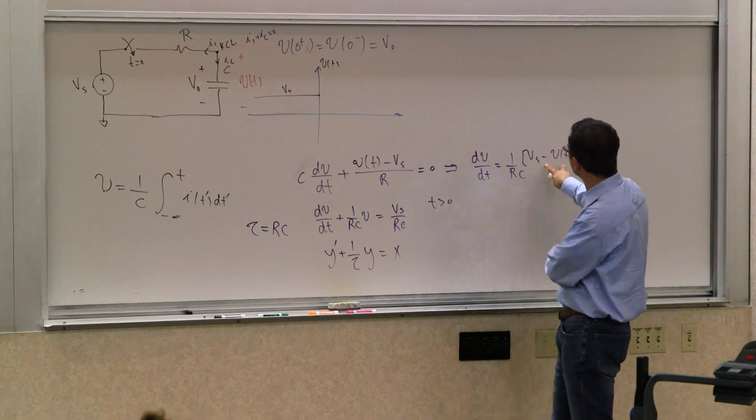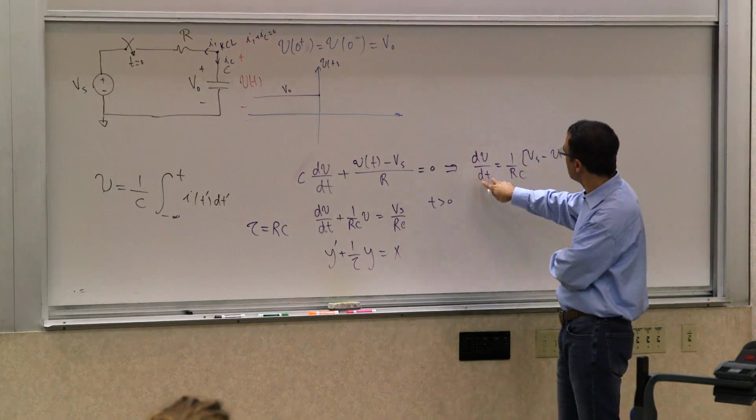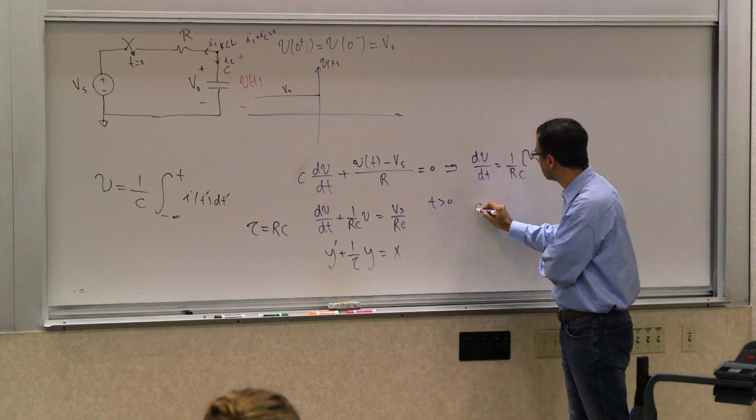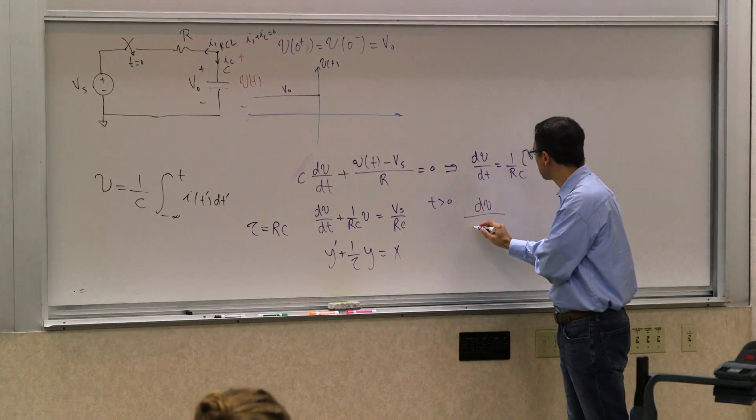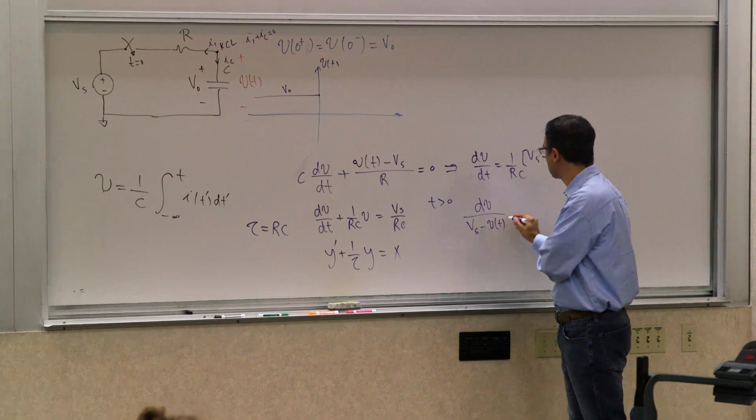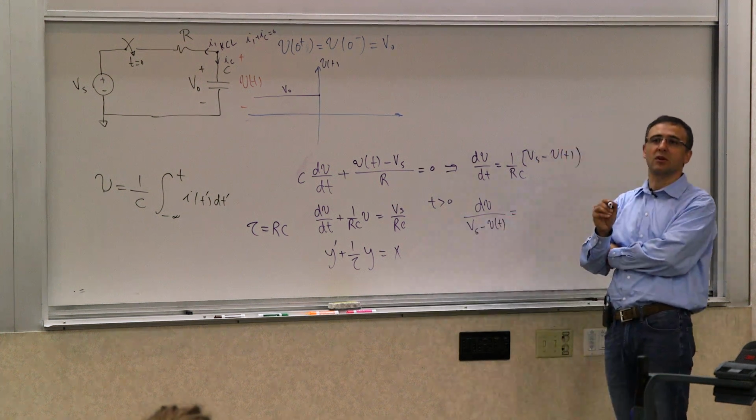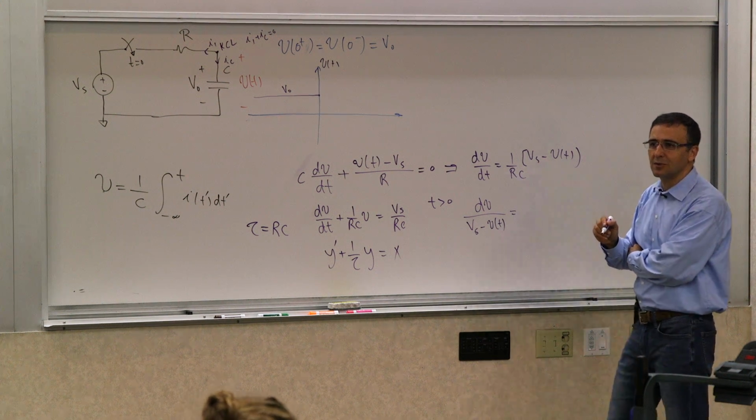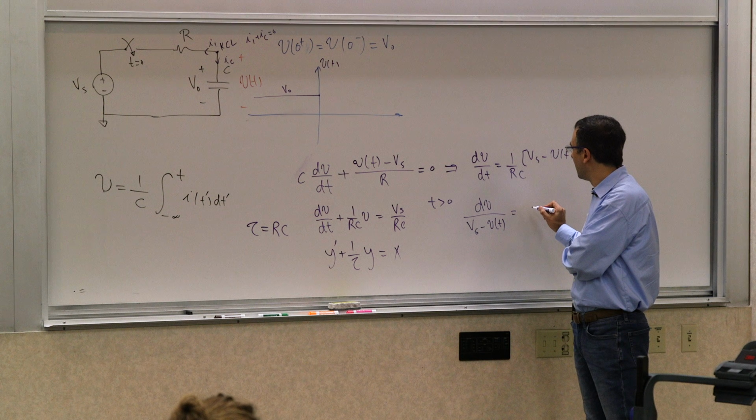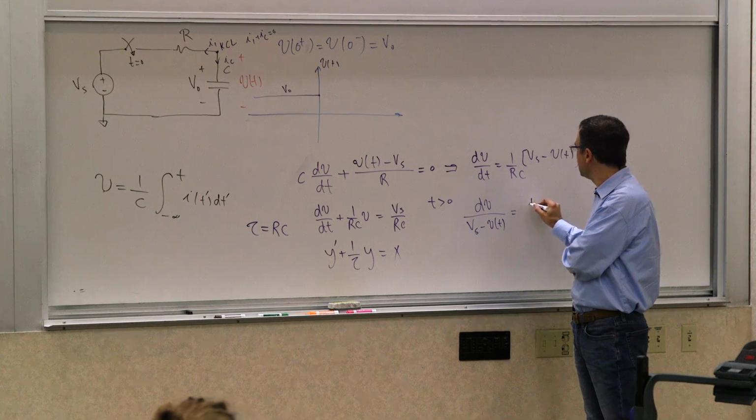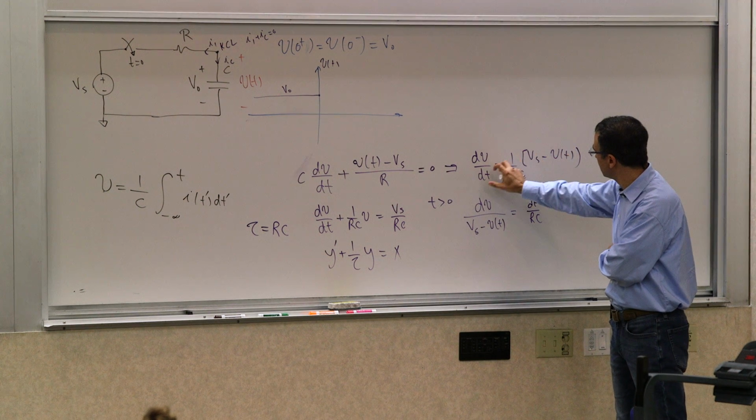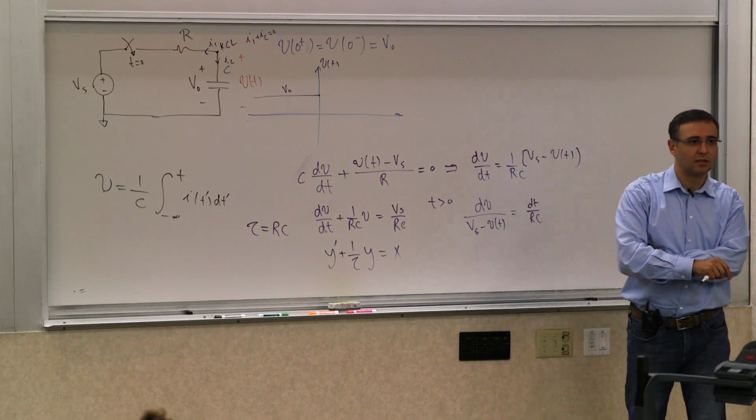Then I can take this and move it down here and take the differential dt to the other side. So the left side would be a function of V. Again, this is a very rudimentary way of solving it. We'll come up with much more general ways of solving these things soon. But again, it becomes dt over RC.